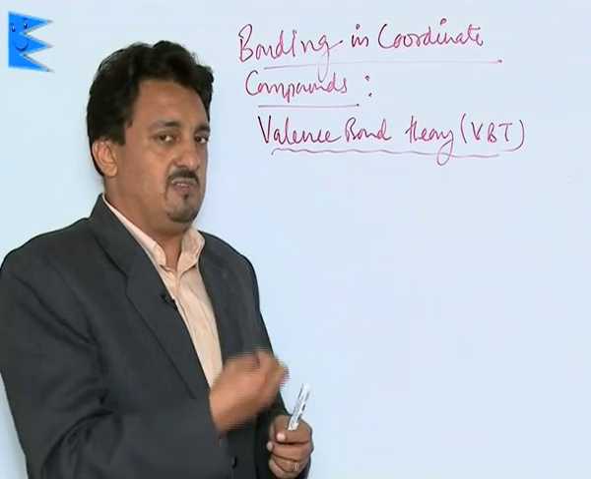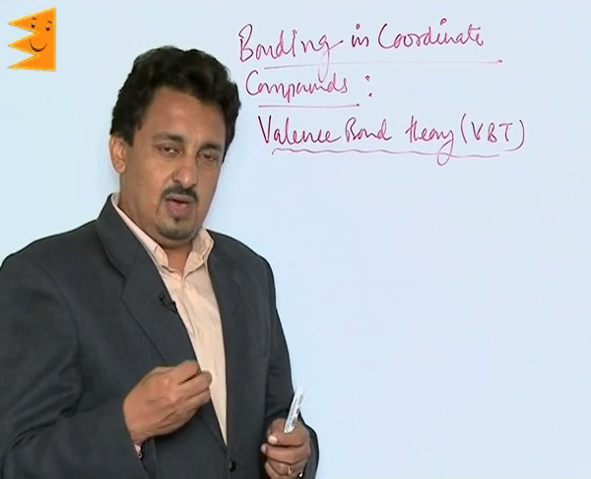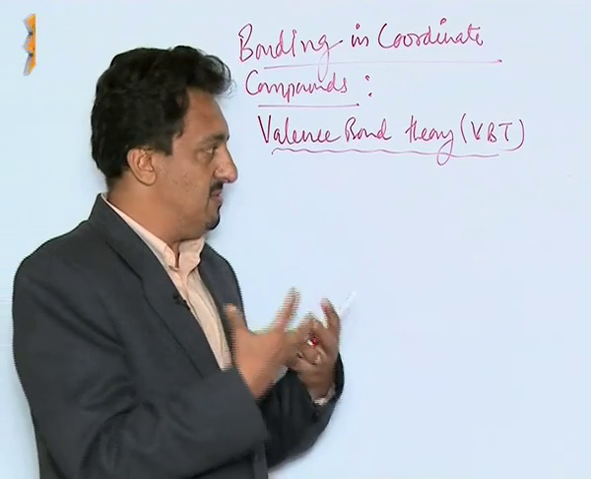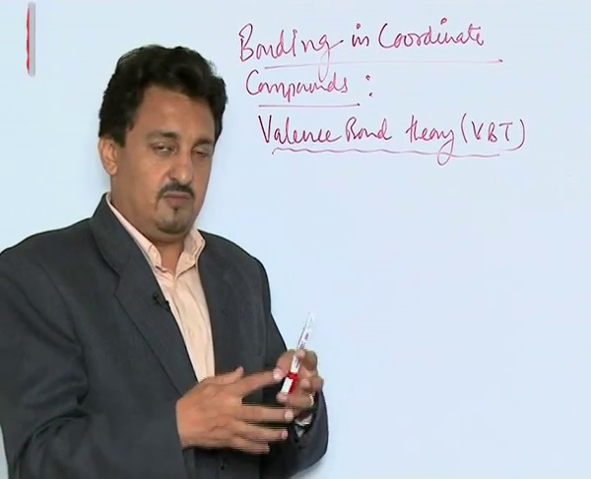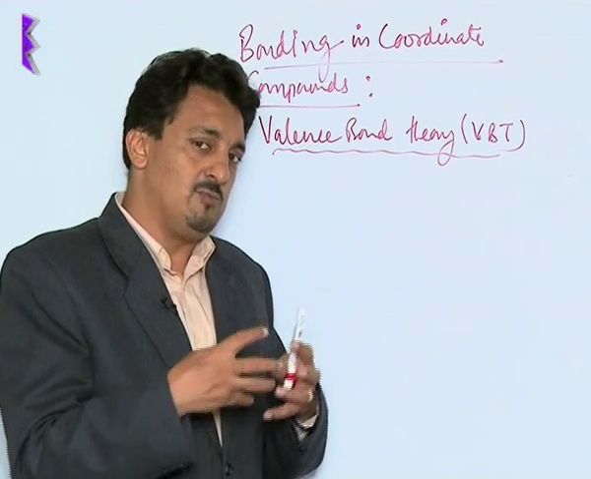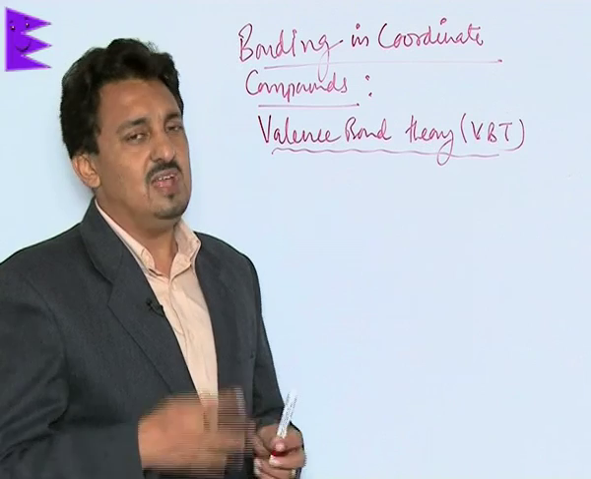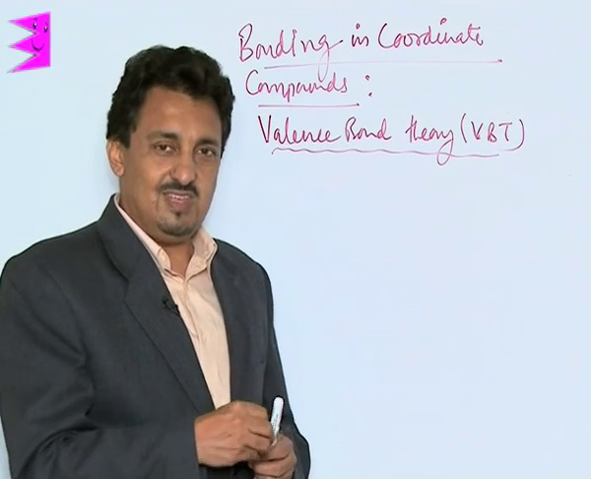But here we have done slight modifications. The modifications have been done because this VBT is based on the magnetic moment data of the coordination compounds. So as per this theory, we first try to find out the magnetic moment data of the coordinate compound, and then we try to predict whether the pairing of the electrons is taking place or not.